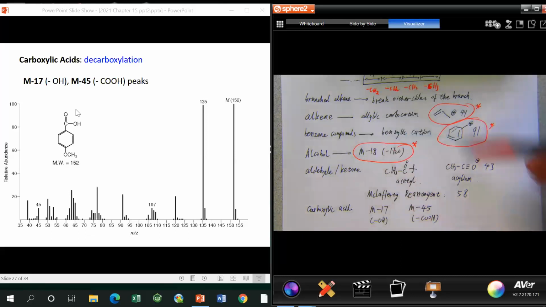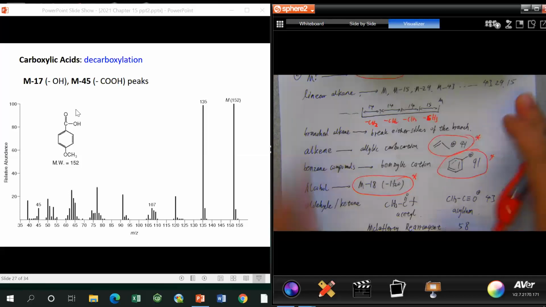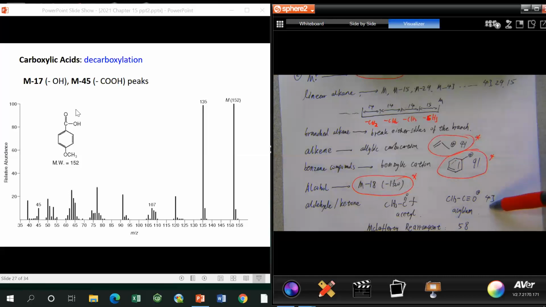Just a little bit of keeping this idea in mind: sometimes you can see this kind of fragment, sometimes you cannot, because of some overlap. It can be confusing, like these 43 peaks, which may come from a ketone or from a linear alkene. But these three, please remember.